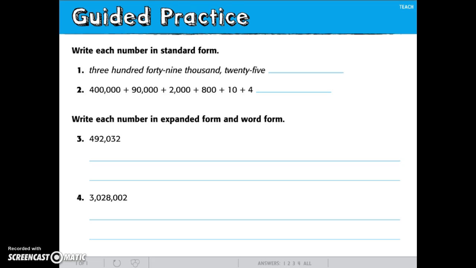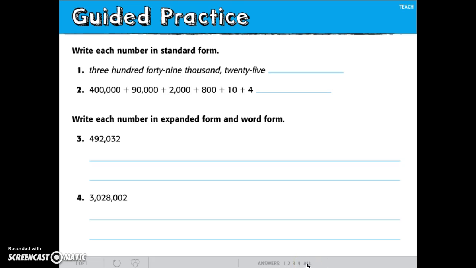All right, your guided practice starts on page 18, and you're going to do the same thing. You're going to write it in standard form, that is, writing a number regularly, like you normally would write it. You have to take it out of word form into standard, and out of expanded, put it back into standard. And then for numbers 3 and 4, you're going to write it in expanded and then word form. So you have to do 2 things to number 3, 2 things to number 4. It's probably going to take you a little bit, and that's okay.